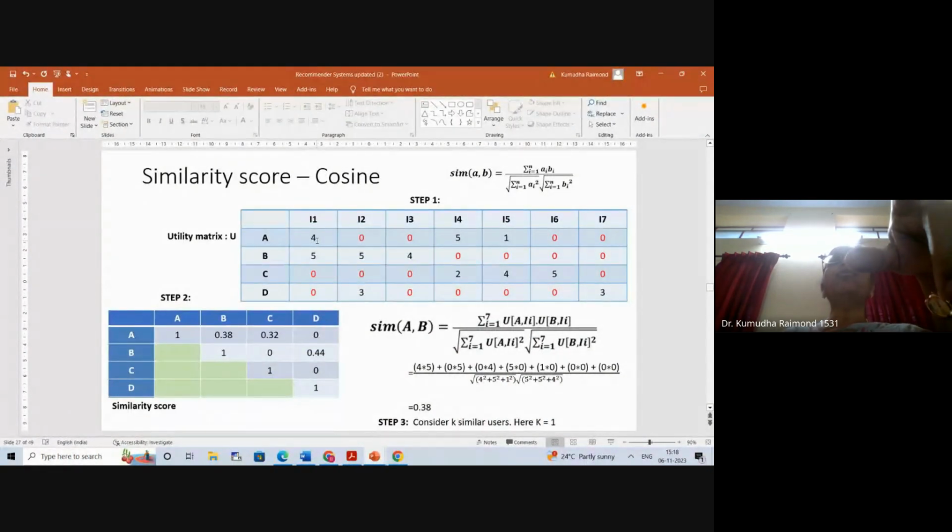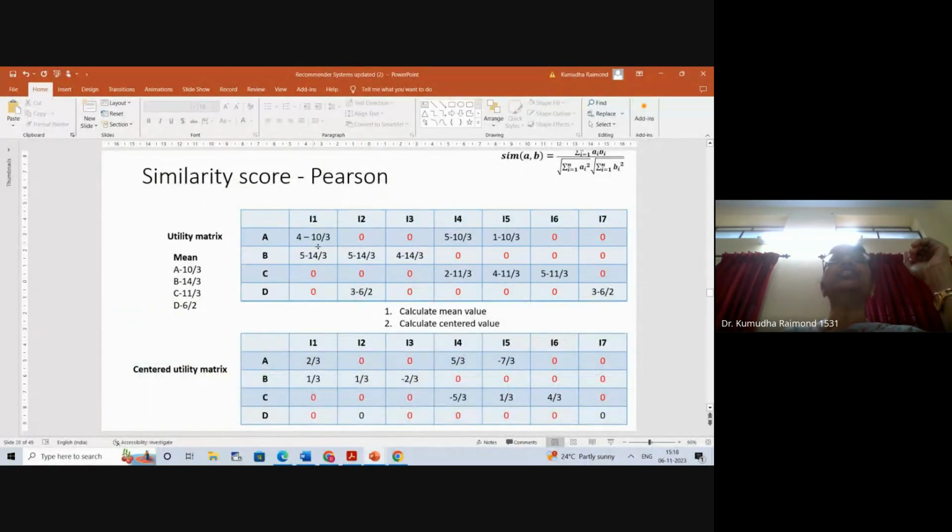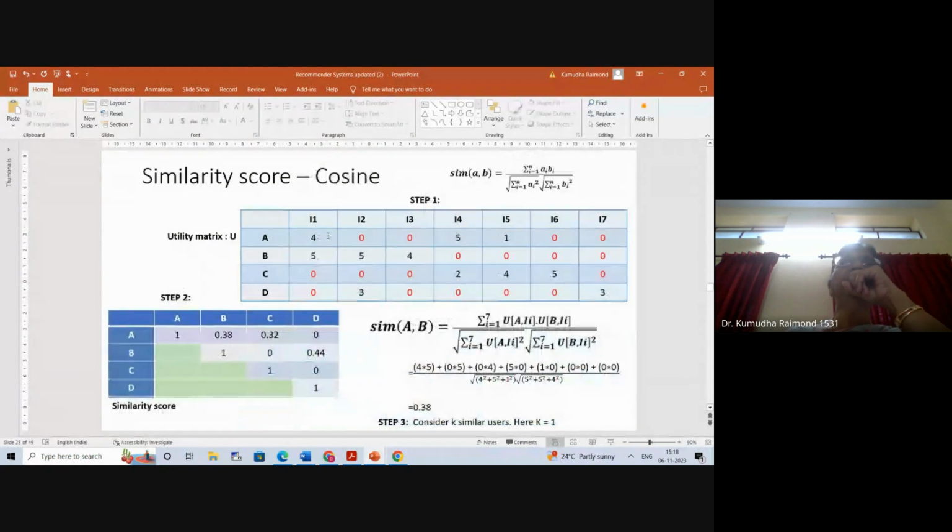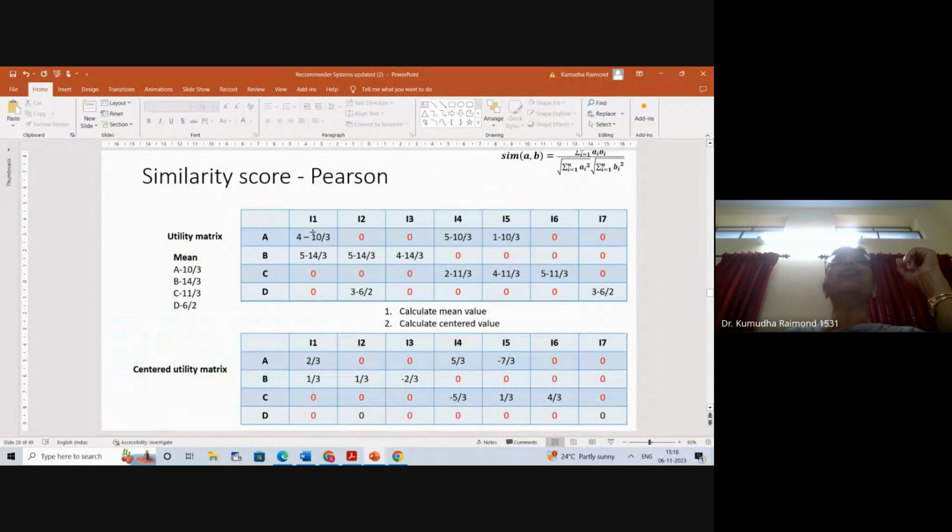Here, the mean value is 4 plus 5 plus 1, which is 10, right? How many values are there? There are only 3 values. That is what this 10 by 3 is. And what is this 4? It is the value of that particular cell. So the value of the particular cell minus the count of the user preferences I have for this particular user A on all the items, divided by the total number of non-zero values. So that is actually 3.